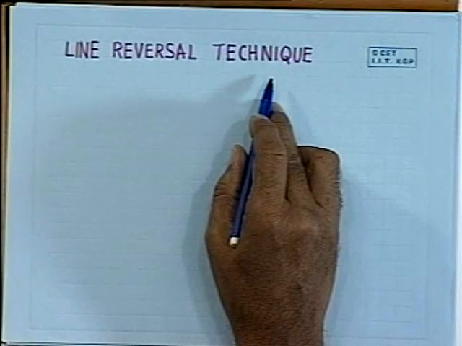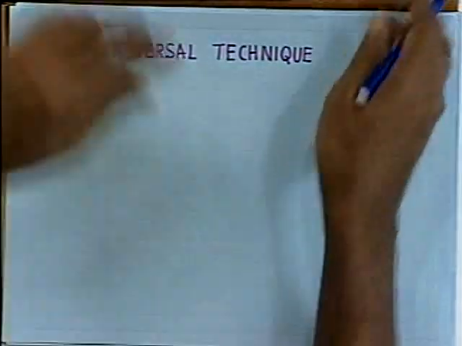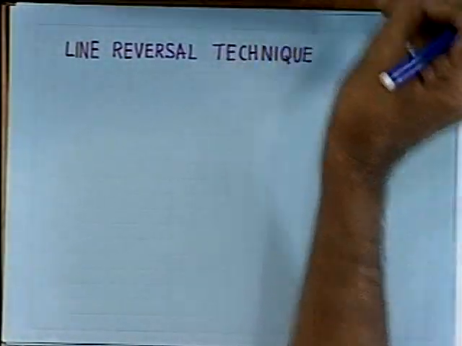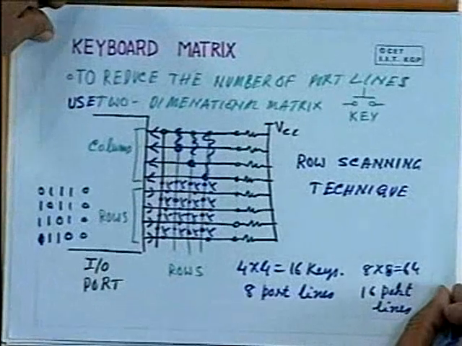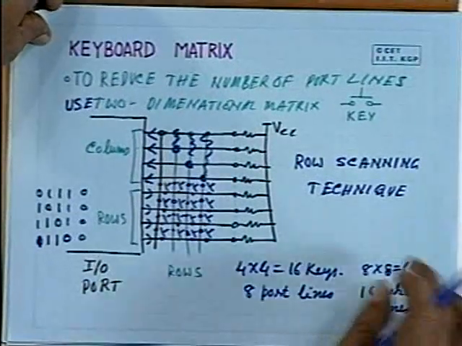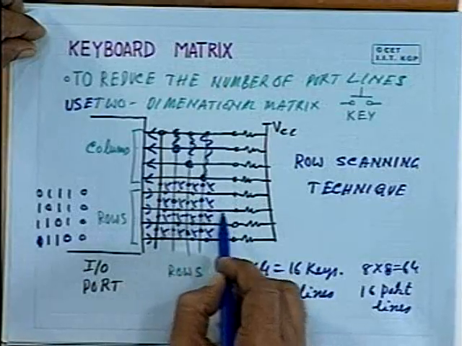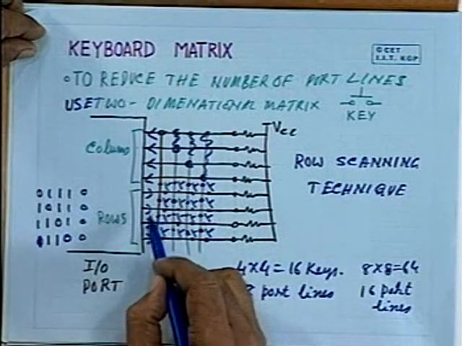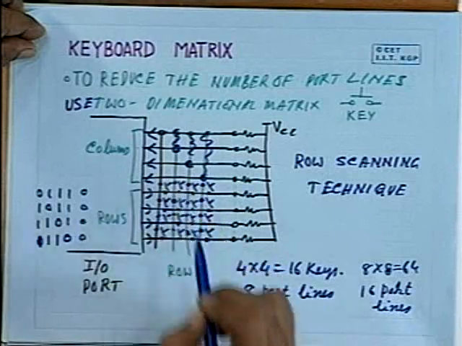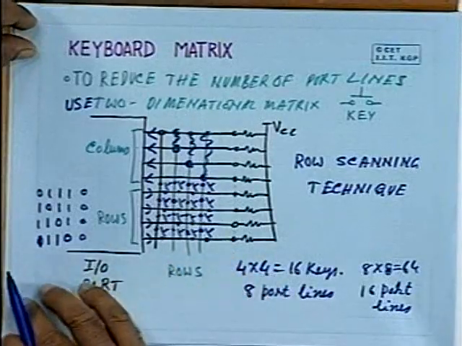Now our discussion on interfacing of keyboard will not be complete if I don't discuss another technique, that is the line reversal technique. And to explain that, let me go back to this diagram. Here we have seen that row scanning will require 4 steps to generate the row number and to identify a key closure. But you can do it in another way.